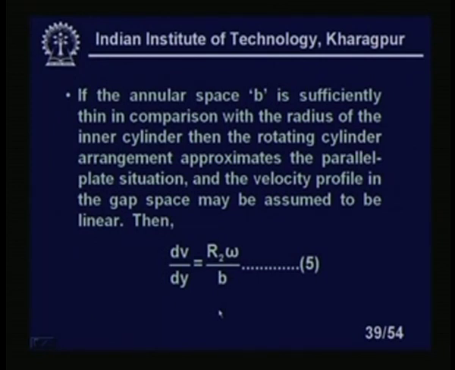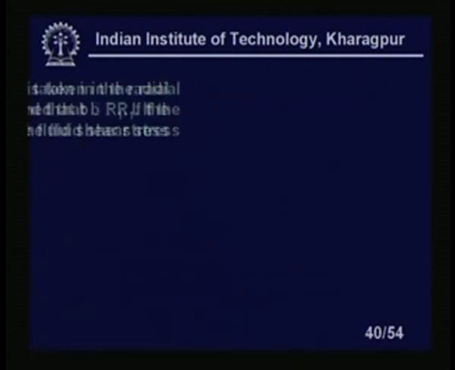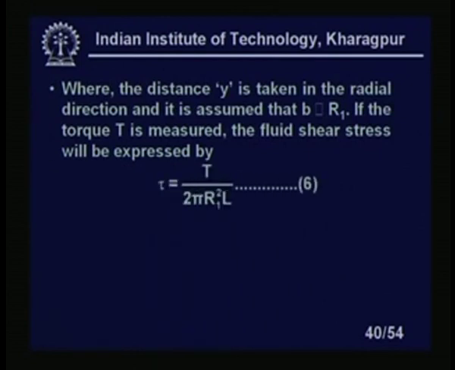If the annular space B is sufficiently thin in comparison with the radius of the inner cylinder, then the rotating cylinder arrangement approximates the parallel plate situation and the velocity profile in the gap space may be assumed to be linear. Then dV by dy equals R2 omega by B. Equation number 5. The distance y is taken in the radial direction, and we have assumed here that B is much less than R1.